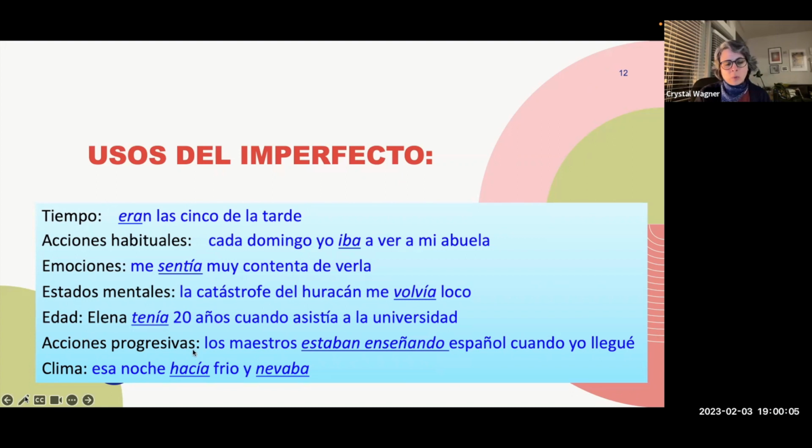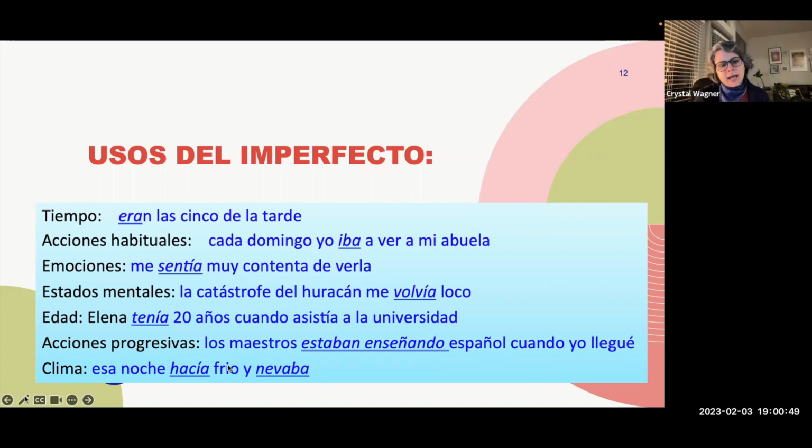Acciones progresivas. Now with this one, you may be able to identify that I have two verbs right here, estar and enseñar, but estar right here is conjugated in the imperfect and enseñando is the progressive tense, right? So this is kind of like a different construction. Don't worry too much about it. I'm just pointing it out so you can see it and identify it. But the point is that this is still the imperfect. It was happening in the past. Los maestros estaban enseñando español. So this was happening in the past. And then cuando yo llegué. So an action interrupts this, right? A preterite, because it's an event that happens like once.